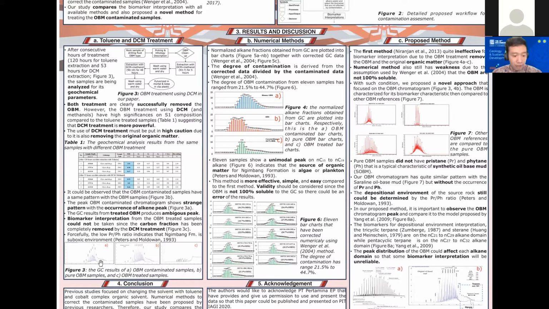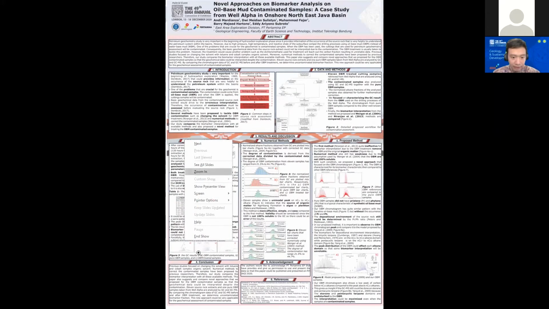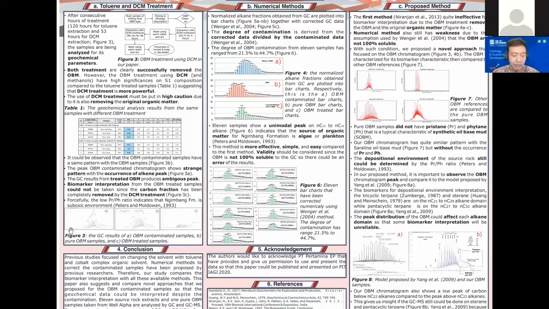Now I want to give you examples of the contaminated OBM. Here is the chromatogram obtained from the contaminated OBM samples. This is the pure OBM chromatogram, and this is the treated OBM chromatogram. As you can see here, the pure OBM shows a strange pattern with the occurrence of alkene peaks. It is strange to find alkene peaks since they should not occur in source rock samples. Therefore, the GC results from the treated OBM also produce ambiguous peaks.